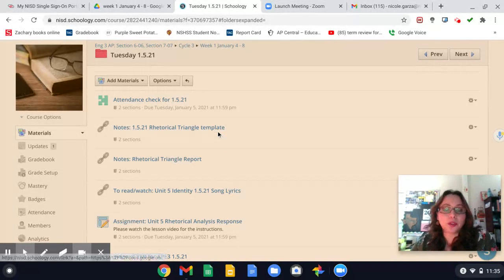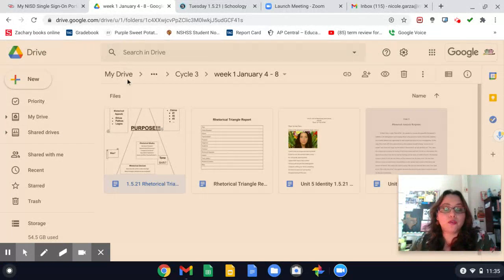When you go to the rhetorical triangle template, it's going to force you to make a copy. I want you to have this so that you can always go back and look at it, so we know where we began back in August. What I would suggest is that in your drive, you create some sort of folder labeled AP English, so that it's all there and you're not having to dig around throughout your entire drive.